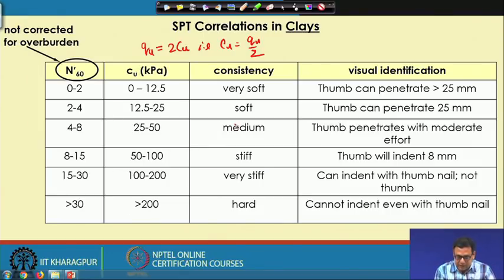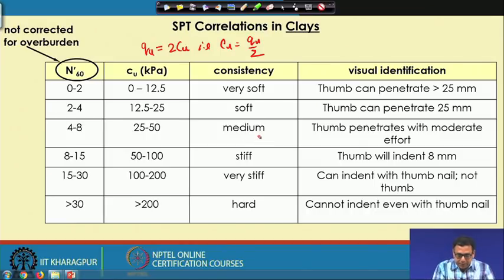The consistency is very soft if your cohesion value is 0 to 12.5 kPa. If it is 12.5 to 25, it is soft; 25 to 50, medium; 50 to 100 kPa, stiff; 100 to 200 kPa, very stiff; then greater than 200 kPa, it is hard. And these are the visual identification, you can get this information. So, these are the correlations between Cu and the type of soil.